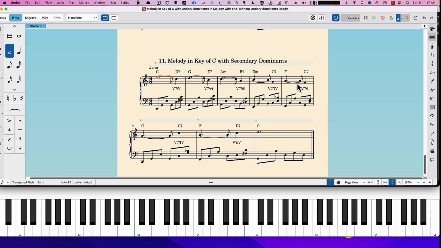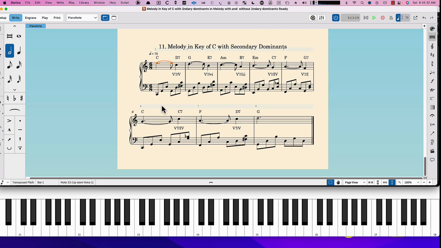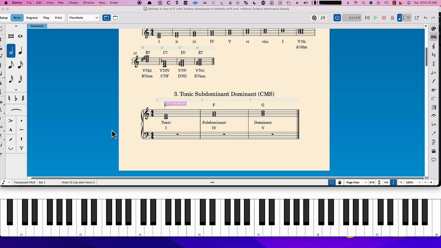Now notice in this measure right here, the 5/7 of 1 is not a secondary dominant, it's a primary dominant, but the rest of them are secondary dominants. And that basically summarizes what secondary dominants are and how they were used in this piece.